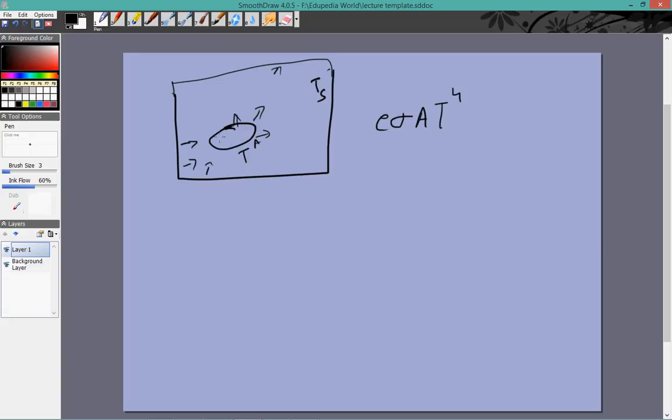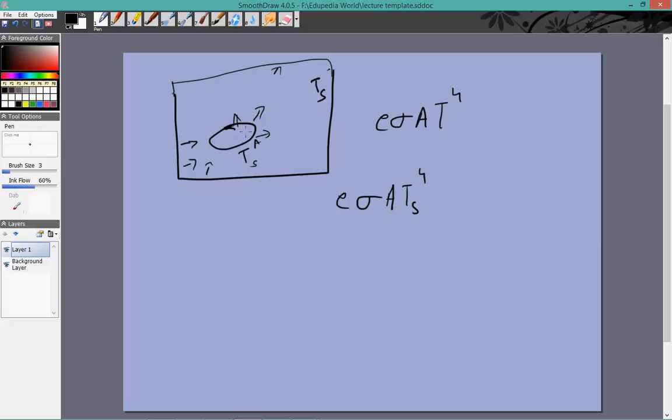How do we calculate the energy absorbed by this object? I can use a tricky argument to calculate the energy absorbed by this object. So if the temperature of this object was Ts, then it would be radiating an amount of energy equal to E sigma A Ts to the power 4, right? If it was at Ts, this is what it would be radiating. If it was at Ts, it would be at equilibrium, because the room is also at Ts.